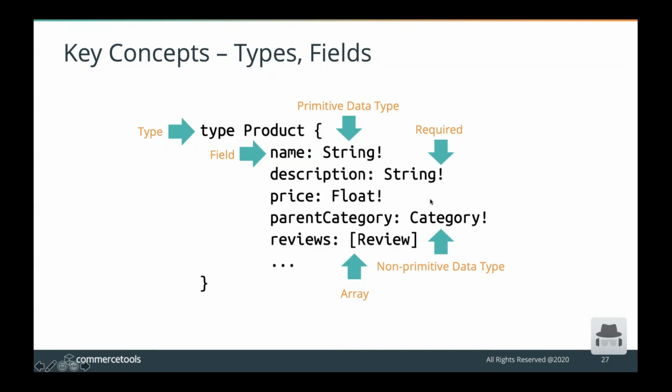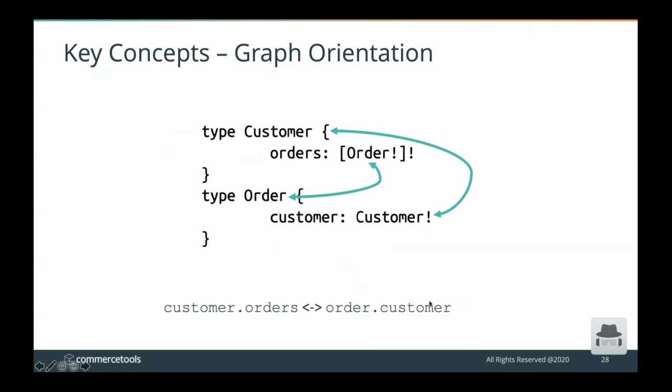You can define primitive data types, so string and float and all those things. You can define whether it's required or not required. You can define non-primitive data types. So you can say for this product, this is its parent category, and that's the link to the category. And then you can also define arrays. So you can say, for this product, these are its reviews, and here is an array of reviews. So you can get very specific about defining your schema.